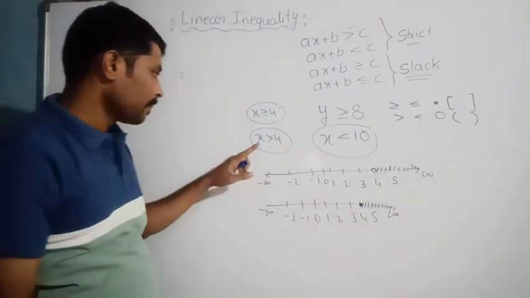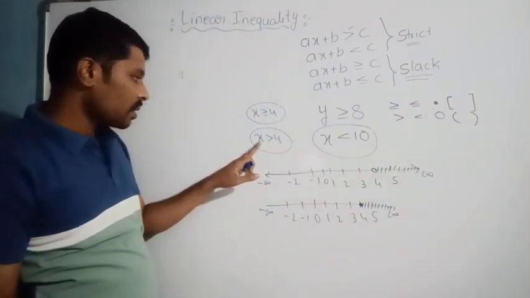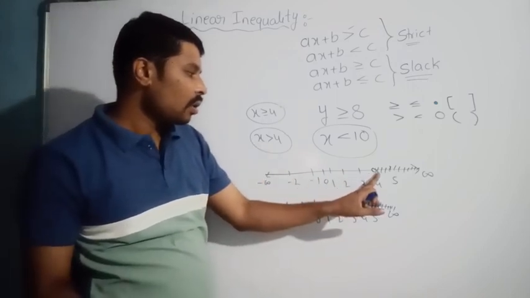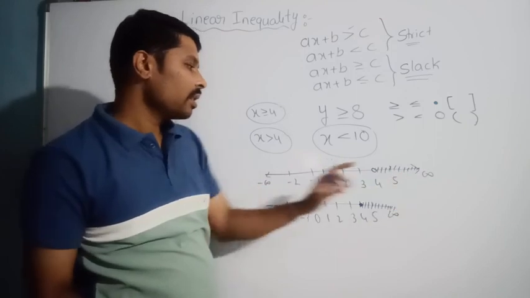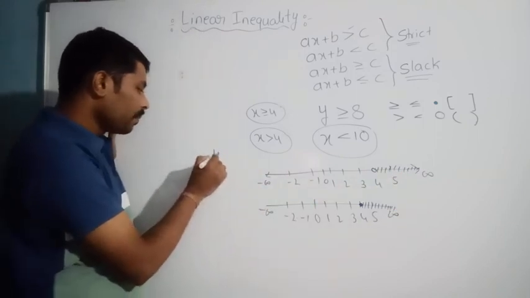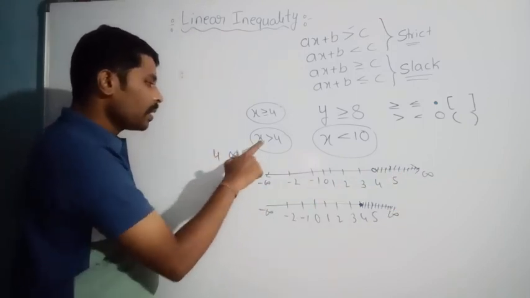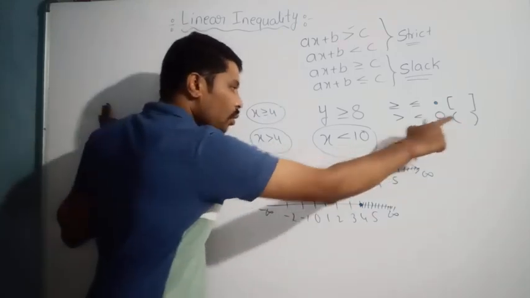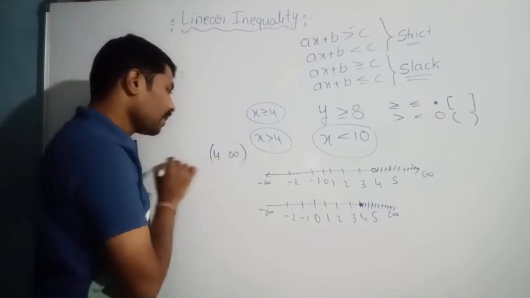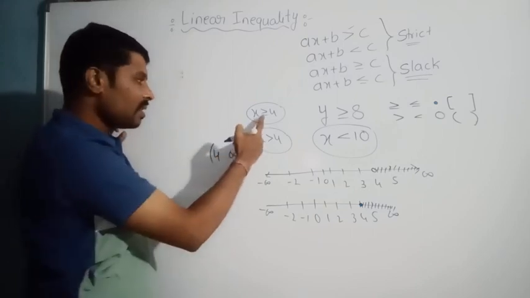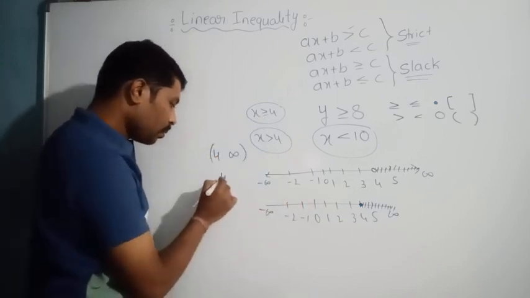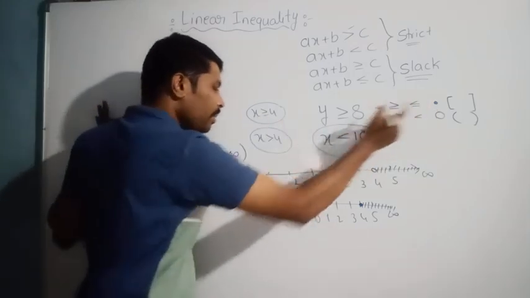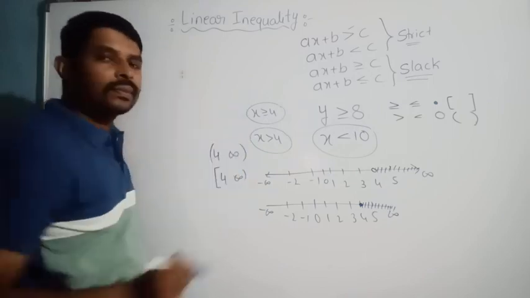See here, x greater than 4. If I want to represent x greater than 4, all the numbers from 4 to infinity, we will write mathematically 4 to infinity. But is 4 included or not included? Not included means open bracket, like this. Then this same 4 to infinity, but is 4 included or not? Included means closed bracket.